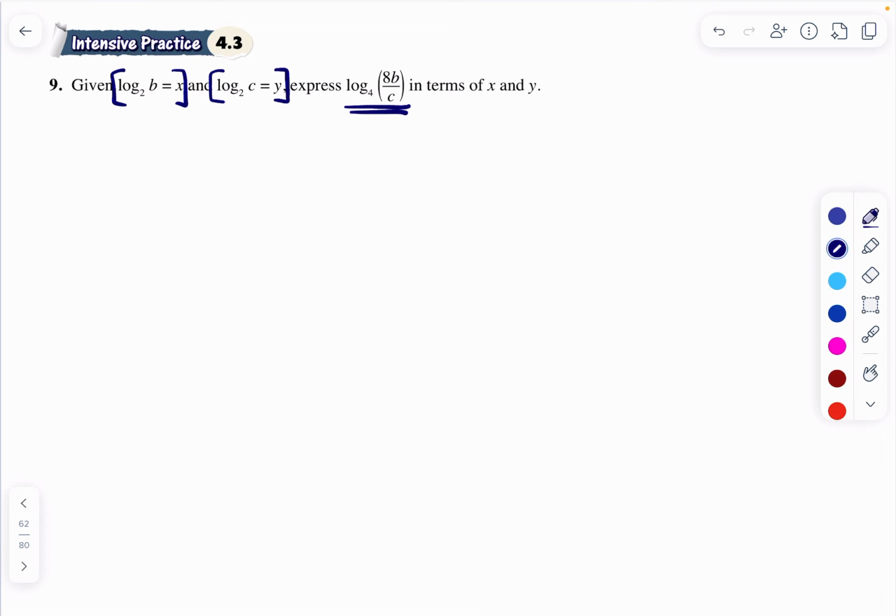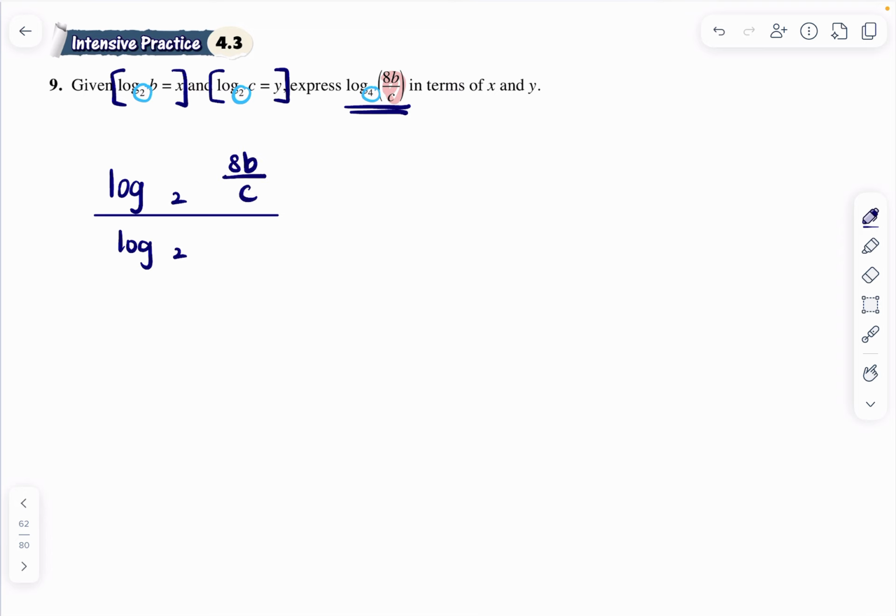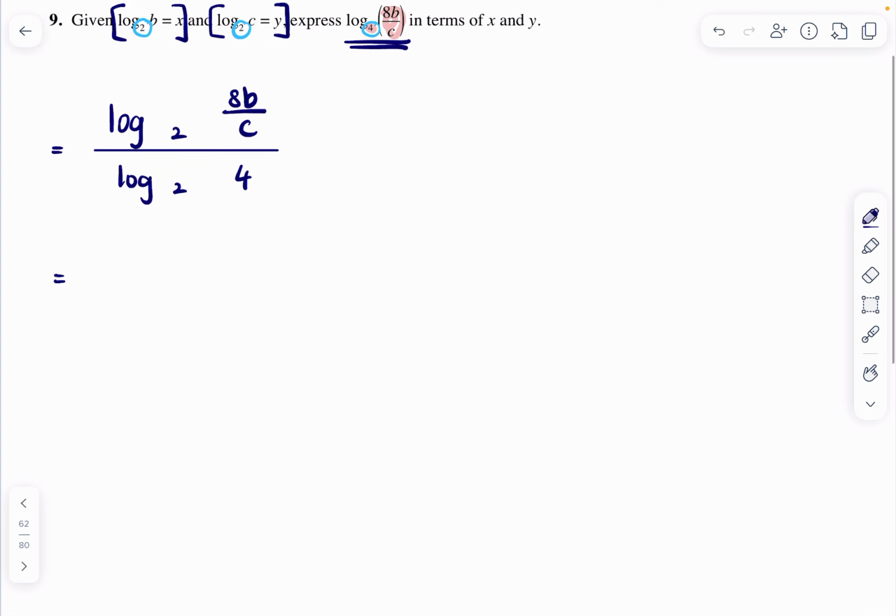Okay, so here our logs are in base 2, but our question is in base 4. So first we can change the base. To change to base 2, we say log base 2 over log base 2, and then the big number we write on top, and the small number we write below. Okay, so now let's flip the top.